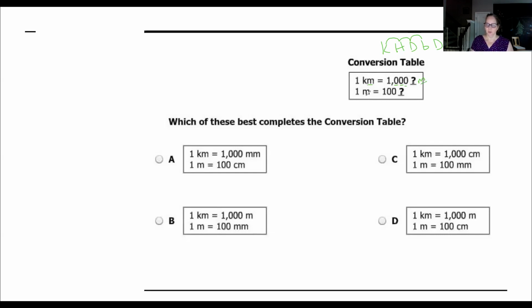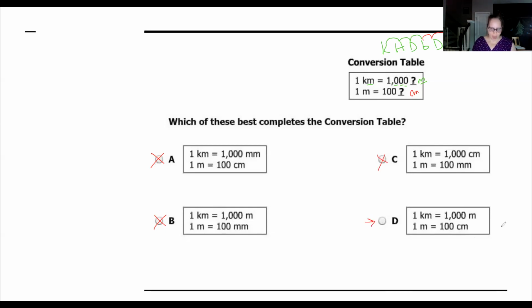1 meter is 100 what? So 1 meter is here. And we have 2 hops for 2 zeros, 1, 2. 1 meter is 100 centimeters. 1 kilometer is 1,000 millimeters? Nope. 1 kilometer is 1,000 meters. Okay, that might be right. 1 meter is 100 millimeters. Nope. 1 kilometer is 1,000 centimeters. Nope. 1 kilometer is 1,000 meters. 1 meter is 100 centimeters.